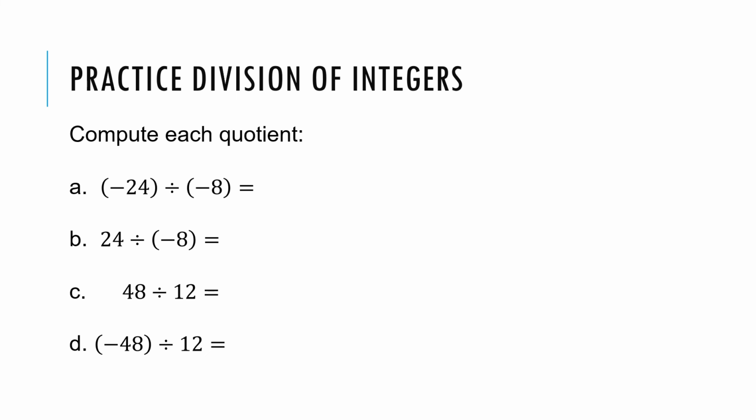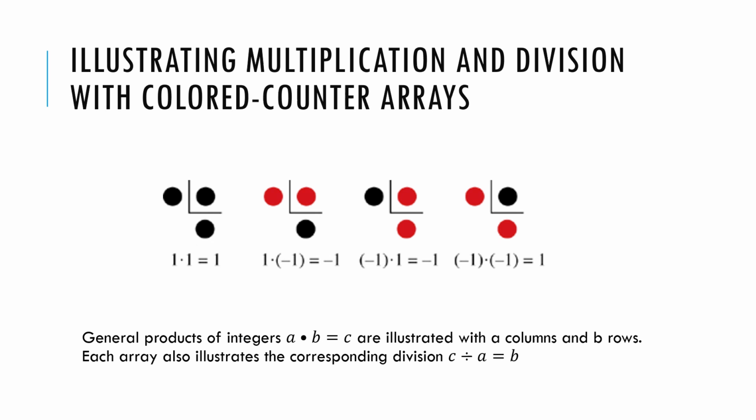Really, truly pause the video and then come back in a minute to check your answers. So hopefully you've really, truly paused it and tried these out on your own. It takes all of 2 seconds. Here are the answers. Again, 2 negatives cancel and we're left with a positive. A positive divided by a negative, we're left with a negative. A negative divided by a positive, we're left with a negative. And a positive divided by a positive gives us a positive.